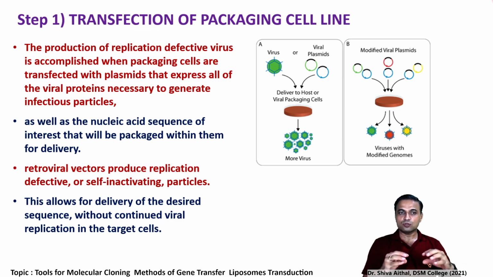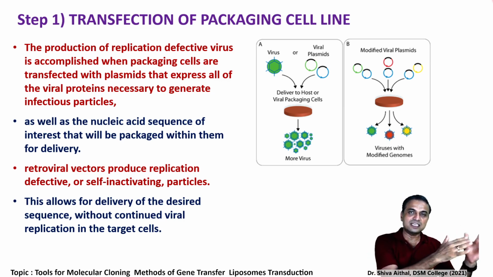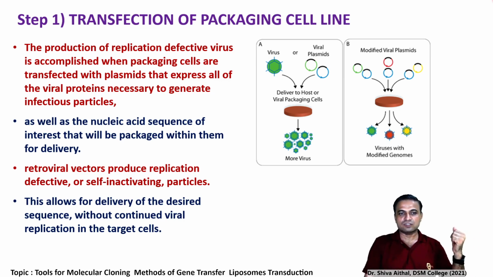Retroviral vectors produce replication defective or self-inactivating particles. Now these are replication defective in the final end, meaning when they are introduced inside, they will not replicate, but they will go into the target cells and secrete the proteins or act on the cells which are being targeted. So being replication defective in the final end allows the delivery of the desired sequence without continued viral replication, without virulence. So this process is the first step, that is transfection of the packaging cell line.